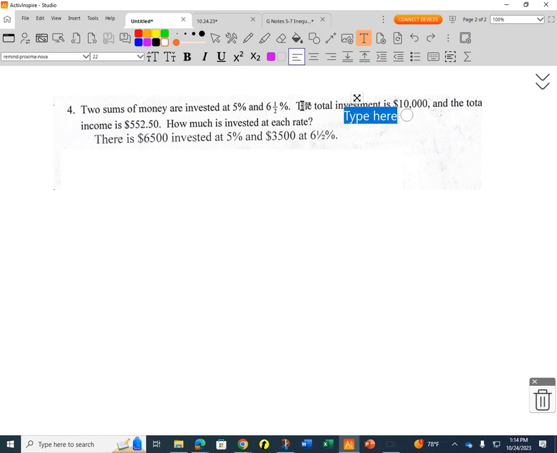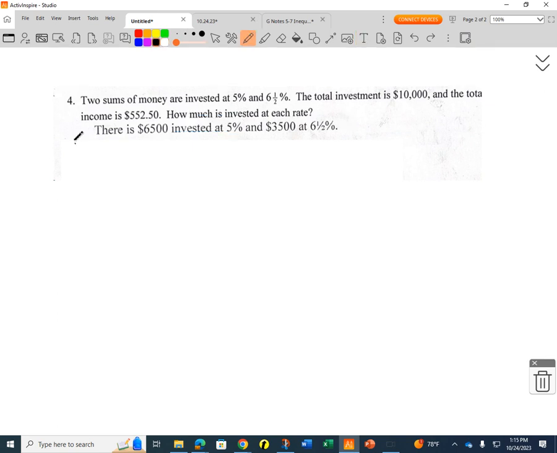Two sums of money are invested at 5% and 6.5%. The total investment is $10,000 and the total income is $552. How much is invested at each rate? So this is confusing in lots of ways. There's vocabulary in here that as high school students you may not be familiar with. Hopefully over the years in your math classes you've been talking about some of these things. And remember, this is the answer. So we're not supposed to know this yet because this was from the answer key. So the question is, how much is invested at each rate?